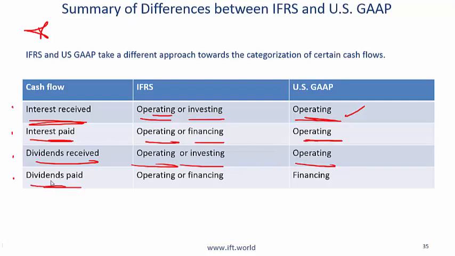And finally, dividends paid. This is the only item where you need to remember the fact that US GAAP calls this a financing activity. It's a dividend paid to shareholders. IFRS again gives you the flexibility of saying that you can categorize it as operating or financing. So if you think about it, the only quirk or the only outlier, so to speak, is dividend paid under US GAAP. So that is financing. Everything else under US GAAP is operating, and everything under IFRS is logical.